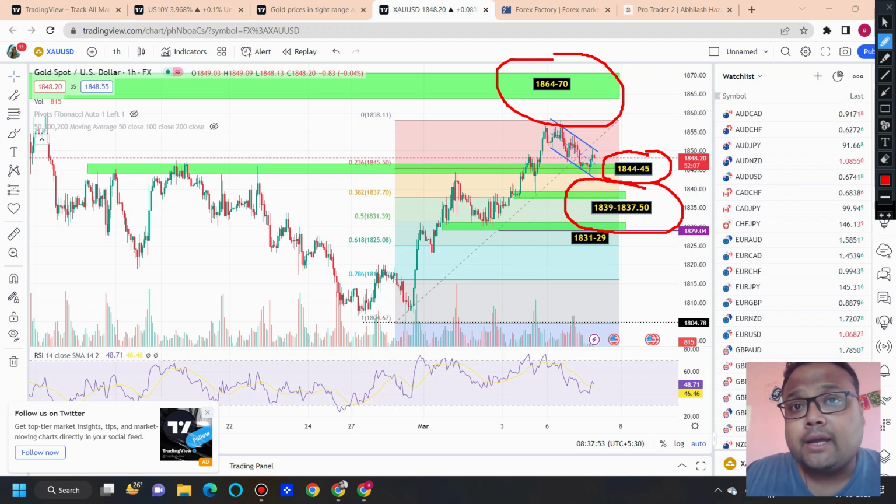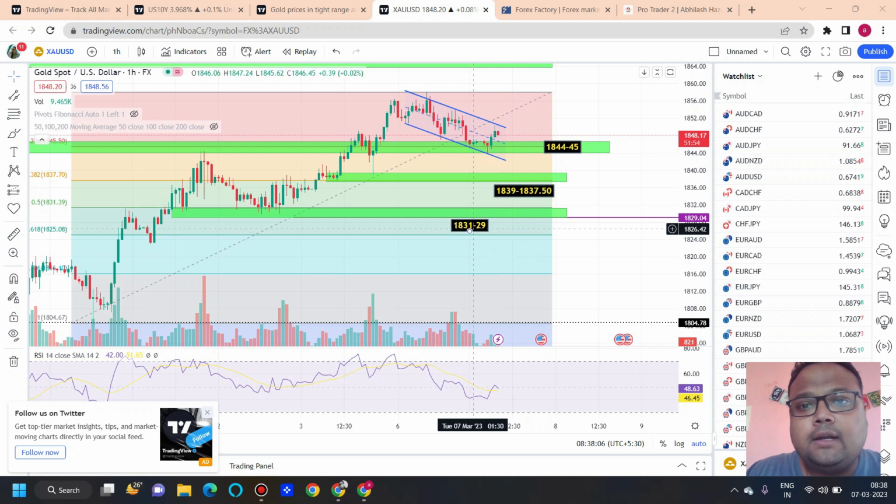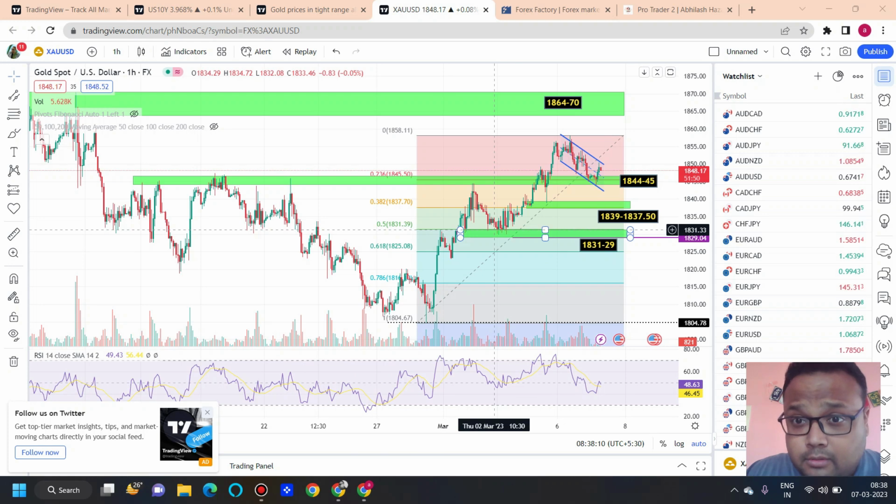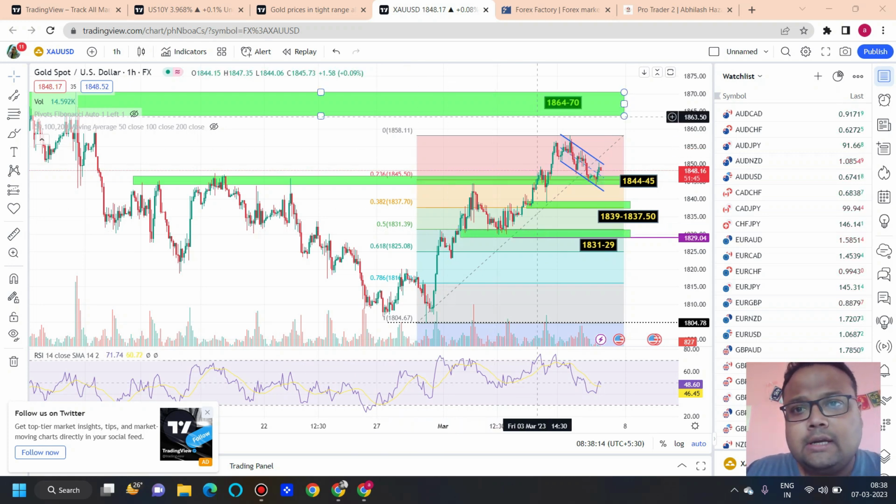In case the market shows a big drop, a big red candle, then 1839 to 1837.50 is the only level that has the potential to provide support to the market. And then we have 1831 to 1829. So today we have three important levels on the chart of gold, one resistance and two supports.